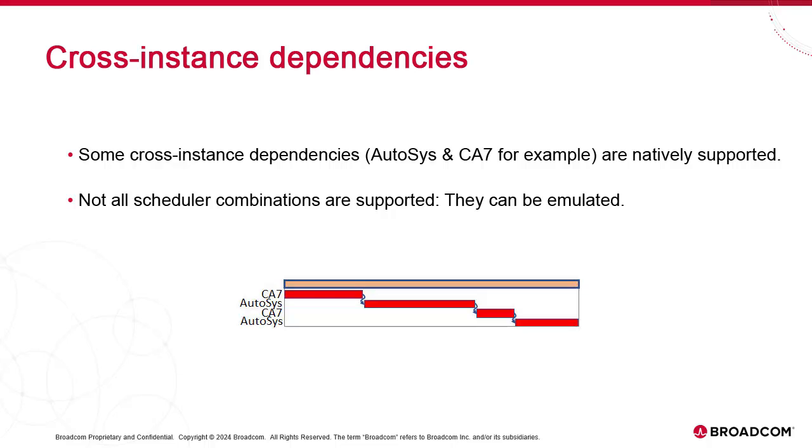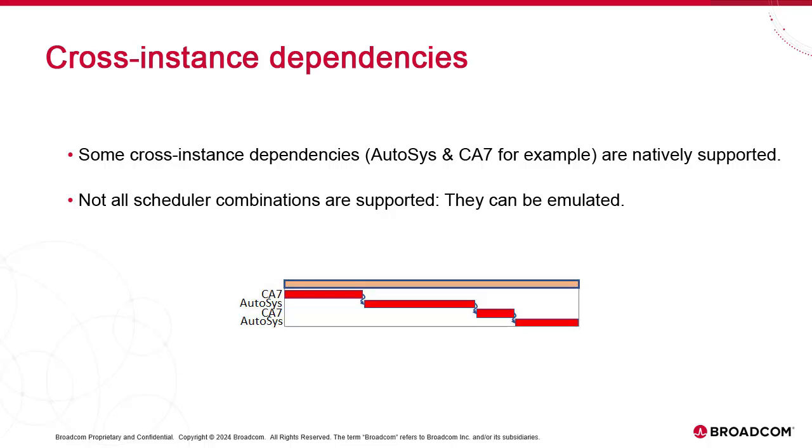Finally, cross-instance dependencies are supported for specific combinations of schedulers, like AutoSys and CA7. In the case of supported cross-instances, if you build batch processes with dependencies that run across schedulers, say a CA7 job leading into an AutoSys job, leading back to another CA7, AAI models this accurately. You'll see those dependencies in the job stream.